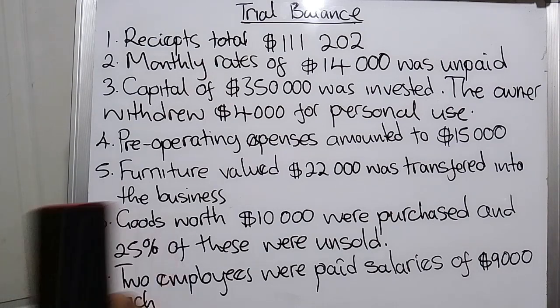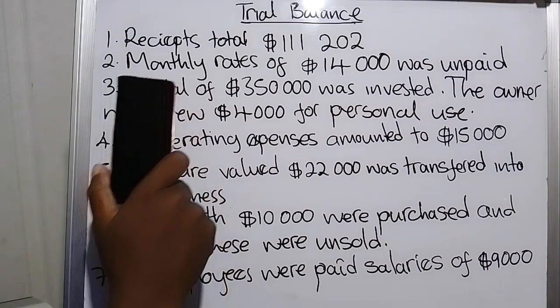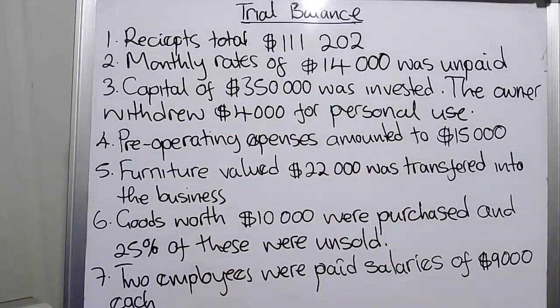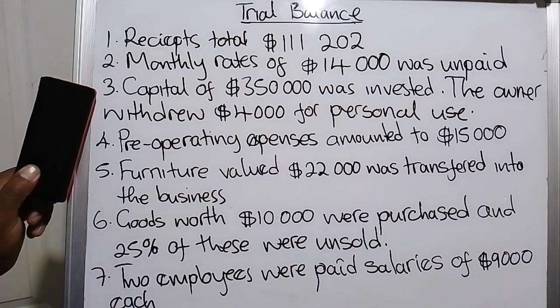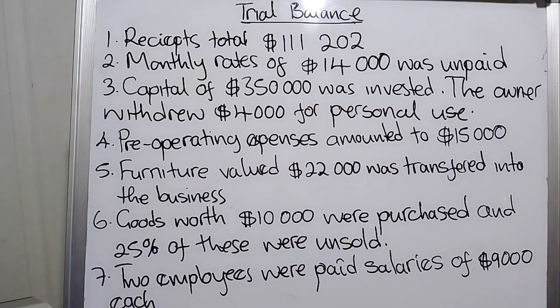Then we move to the next statement. Monthly rates of 14,000 was unpaid. It means we've accumulated an expense of 14,000 which we haven't paid. It means the rates owing account will be affected and the expenses will also be affected.